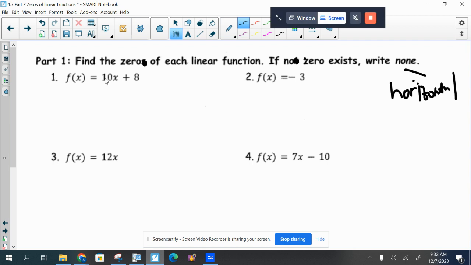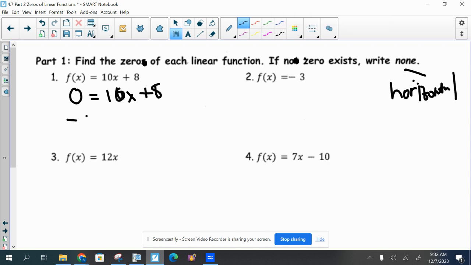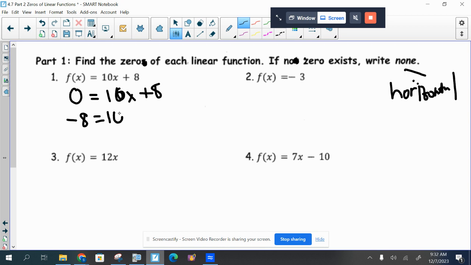So for one, we're going to replace f of x with 0 and solve for x. So subtract the 8 over, divide by 10, and get negative 8 over 10, which is negative 4/5.